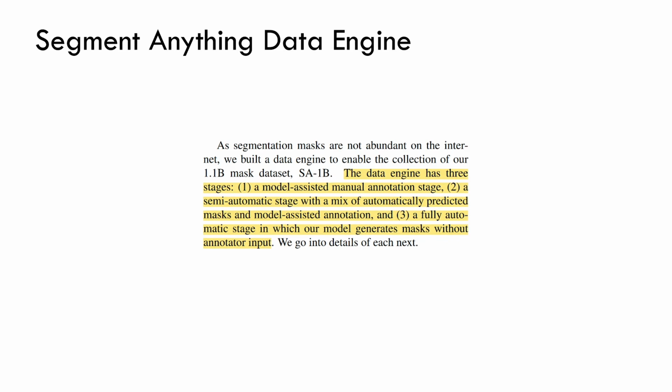Another interesting thing is that Segment Anything built its own dataset, and this is remarkable because we saw before that Segment Anything has been trained on 1.1 billion masks using millions of images. The data engine that was used to build this dataset of 1.1 billion masks is composed of 3 stages. The first one was a manual stage, then a semi-automatic stage, and then a fully automatic stage.